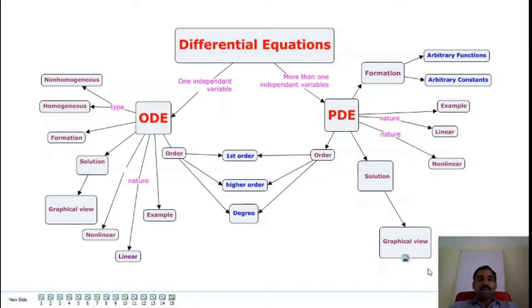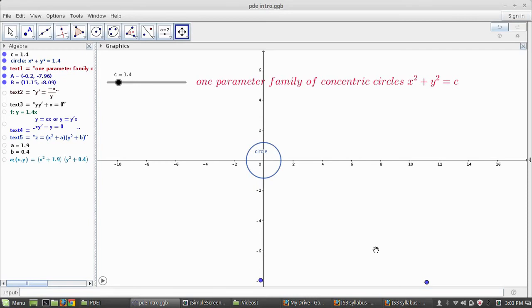Next, we will see the visualization of solution of an ordinary differential equation and the solution of partial differential equation. First of all, we are considering a one parameter family of concentric circles x square plus y square equal to c, where the c is the parameter. And from this equation, we can find the slope y dash is equal to minus x by y, or we can rearrange this in the form of a differential equation y dash plus x equal to 0.